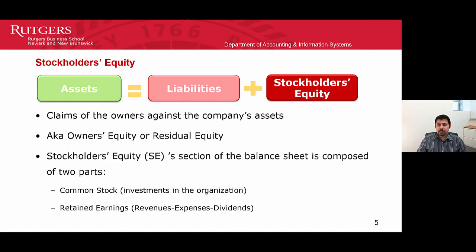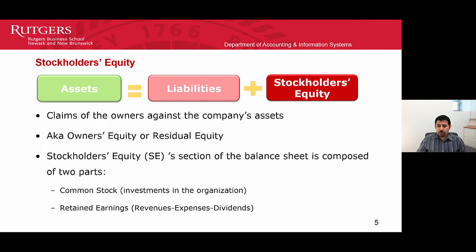Now, the last part, the third component of the accounting equation, is stockholders' equity. This is the claims of the owners of the company over the company's assets. It is also known as residual equity, and the reason we call it sometimes residual equity is because whatever remains after paying all the debts, whatever remains from the assets, can be claimed by the owners. Sometimes it's also called owner's equity, sometimes shareholders' equity, etc.